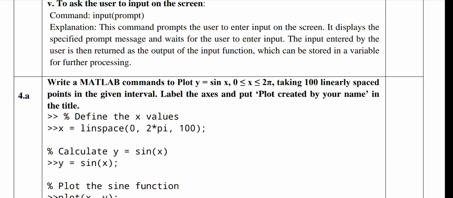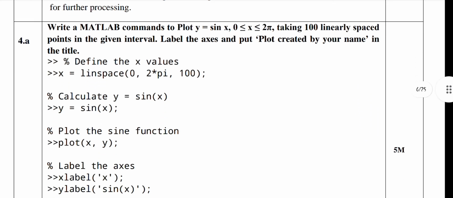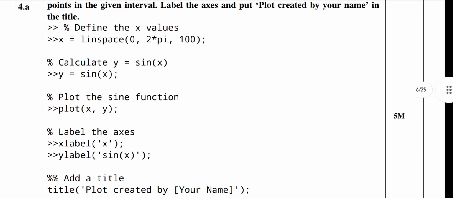Write a MATLAB command to plot y equals sine x, where 0 is less than or equal to x, and x is less than or equal to 2 pi. The values are given from 0 to 2 pi, taking 100 linearly spaced points in the given interval. Label the axes and put "plot created by your name" in the title. In MATLAB we can use comments with the percentage sign. We give the first comment and explain the point-wise steps.